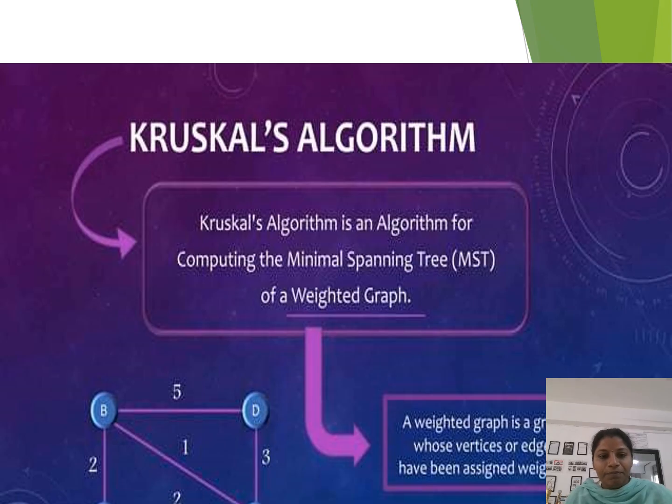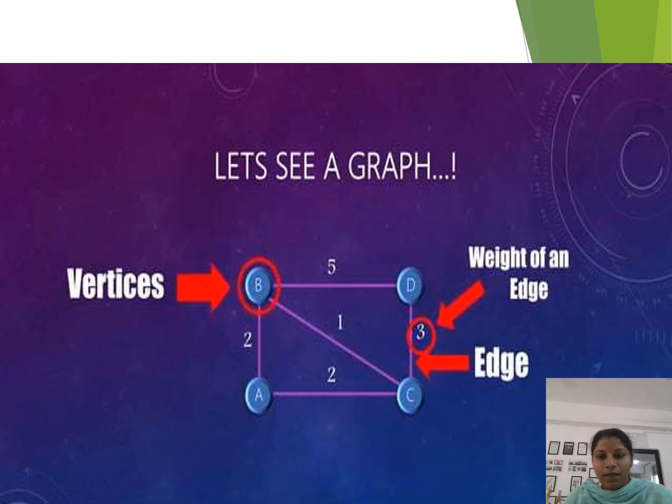For example, consider here you have four vertices A, B, C, D. Here A to B is connected with the minimum weight 2. And for B to D, the edge is 5. And C to D, the edge is 3. Then A to C, the edge is 2. And you have one more edge connected B to C, which is 1. This is the graph I have shown.